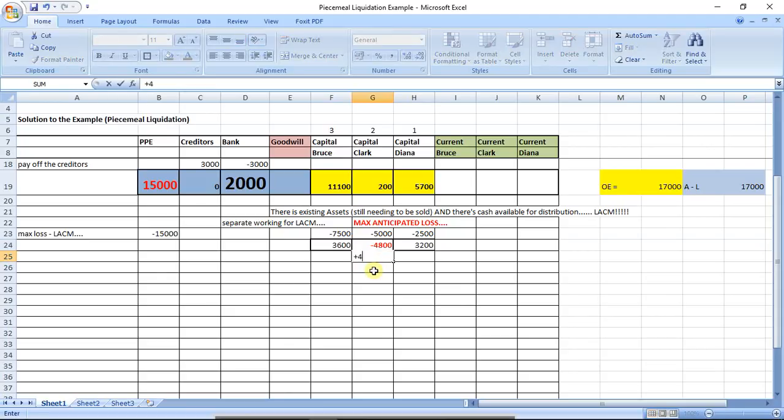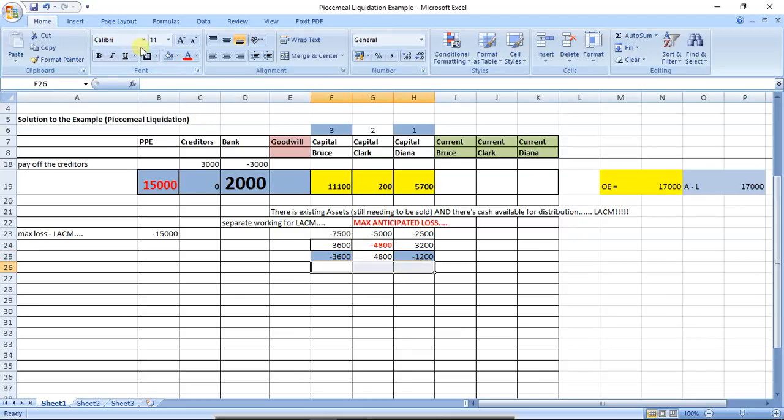So this loss needs to be carried by Bruce and Diana. Now if we've only got Bruce and Diana, we've got 3/4, because Bruce has 3 and Diana has 1. 3 parts to 1 part. So 3 parts of the loss would go to Bruce and 1 part of that loss would go to Diana. So 3/4 and 1/4. You're allocating that loss to each of the partners.